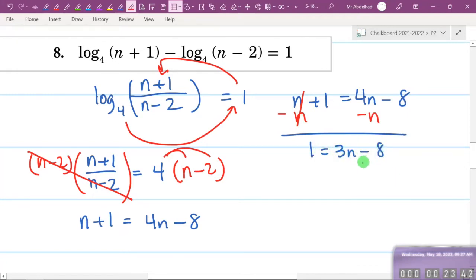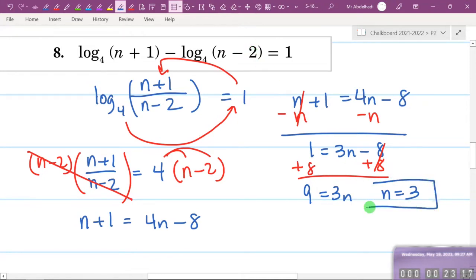What else can I do? I can add 8 to both sides. That becomes 9 equals 3n. So divide both sides by 3, n equals 3. Now take that 3 and go into every log and see if it works. If you put a 3 here, you're taking the log of 3 plus 1, which is 4, which is fine. If you put a 3 here, 3 minus 2 is still positive 1, and that's okay. So that means the 3 is good. You can use that.